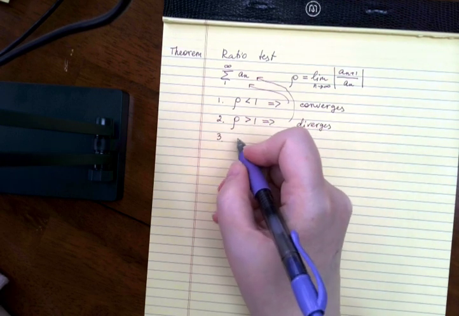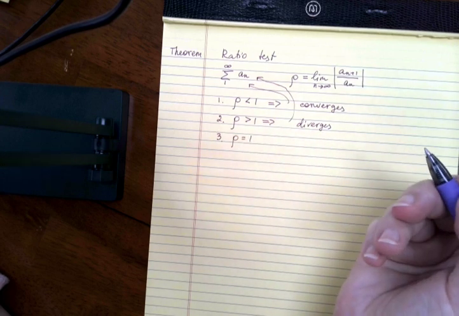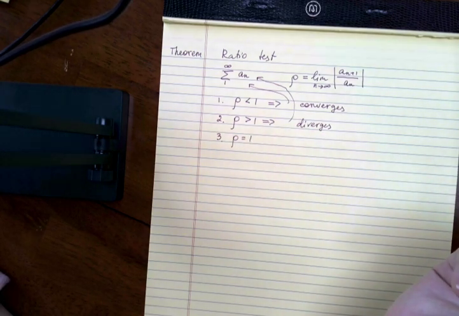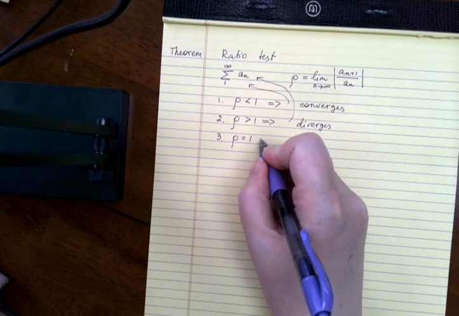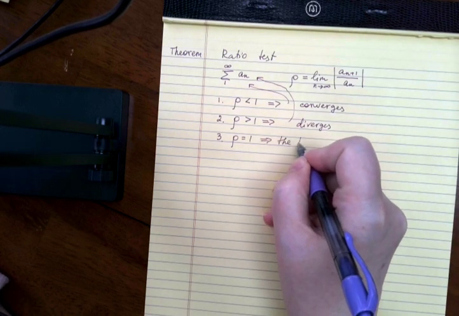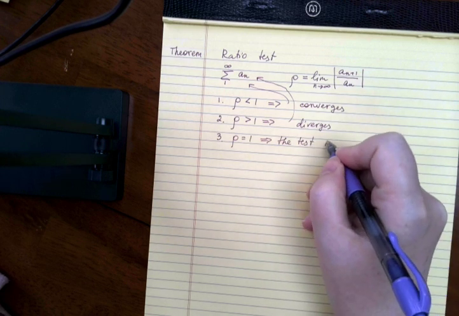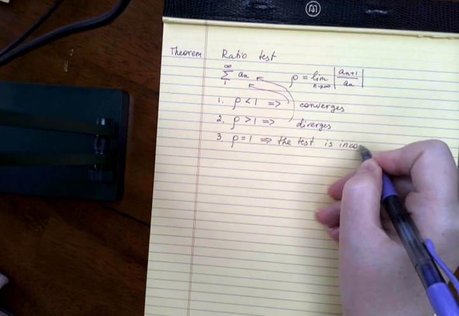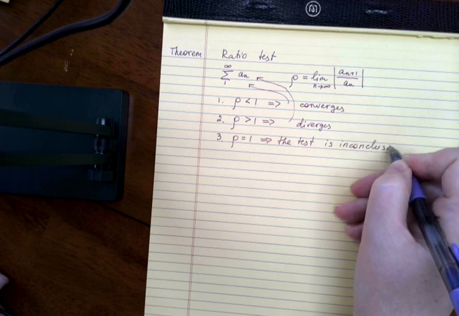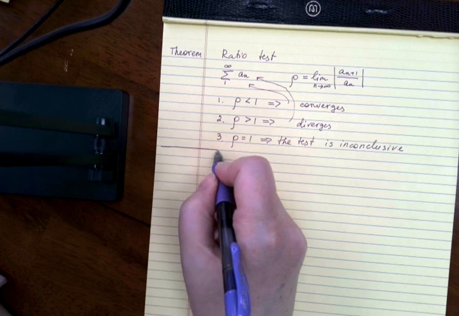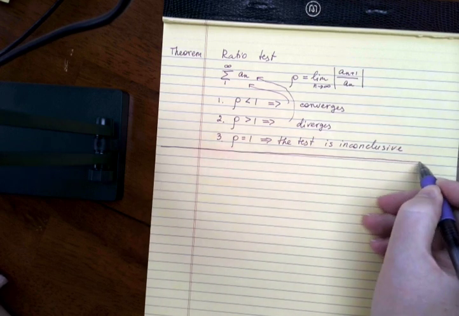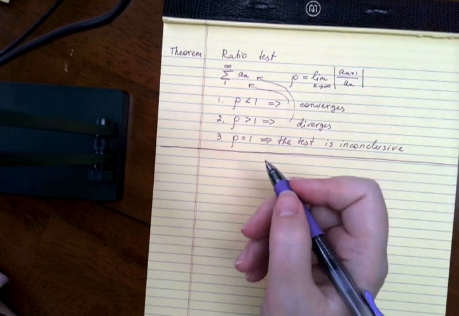And then it says, guys, if rho is equal to 1, I don't know. It could be converging, it could be diverging. So you would say the test is inconclusive. And you will need to pursue other options to find out whether the series converges or diverges. For example, this whole ratio test was inspired by geometric series.